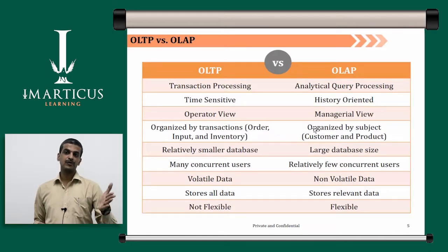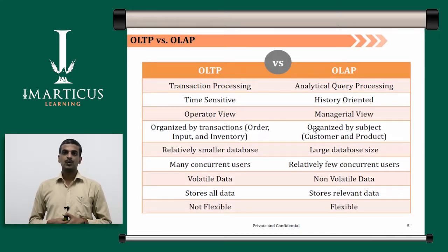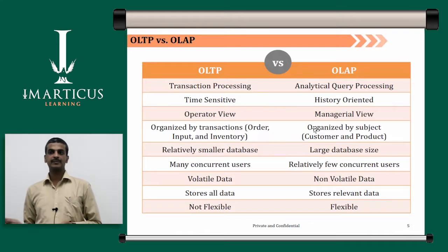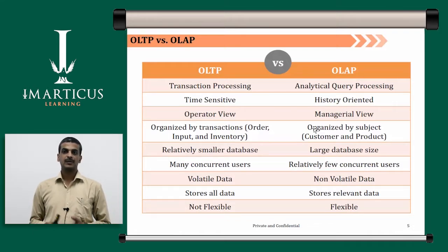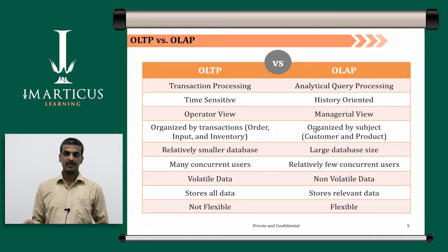So as we said, OLTP follows the normalization rules and OLAP follows the denormalization rules. OLTP is a relatively smaller database as compared to OLAP, which has a large database size. OLTP can be used by many concurrent users, whereas OLAP is used by relatively few concurrent users. OLTP is your volatile data, whereas OLAP is your non-volatile data. OLTP stores all the data, whereas OLAP stores only the relevant data. OLTP is not flexible, whereas OLAP gives a flexible view of the data. So there you can perform operations like slicing, dicing, roll up and drill down.